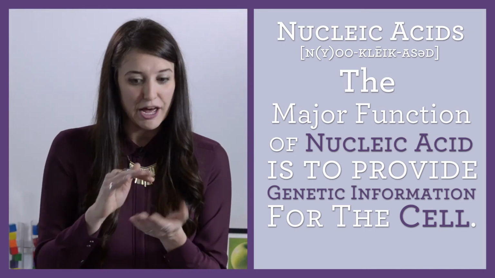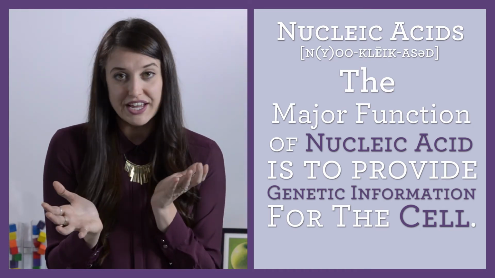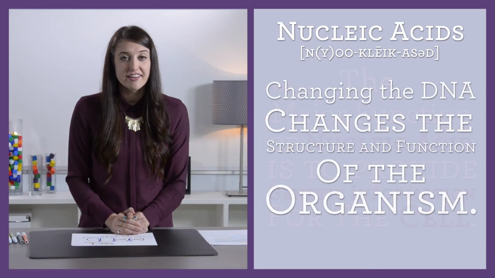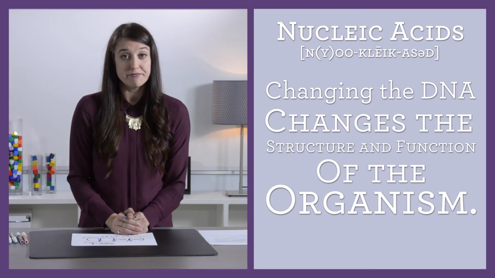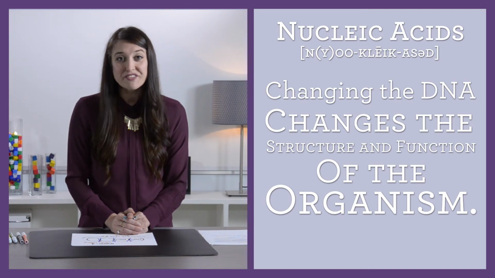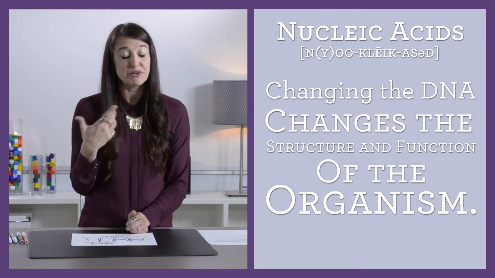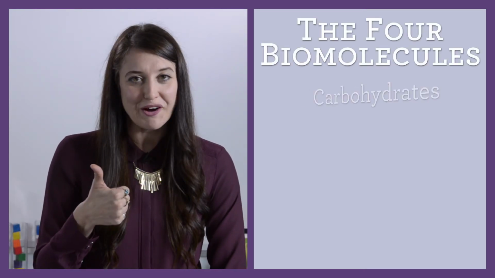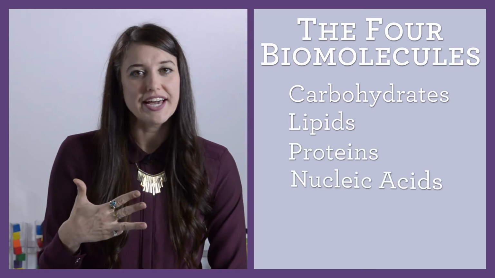This is then again kept in the nucleus of the cell, and it controls what the cell does, what it looks like, all that good stuff. If you change the DNA, that's going to change the structure or function of the organism. So if I change one of the parts of the DNA, it could change the eye color or the personality of the organism. So, in conclusion, the 4 biomolecules are carbohydrates, lipids, proteins, and nucleic acids.